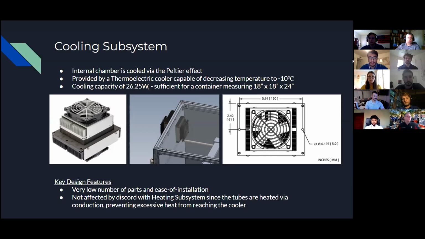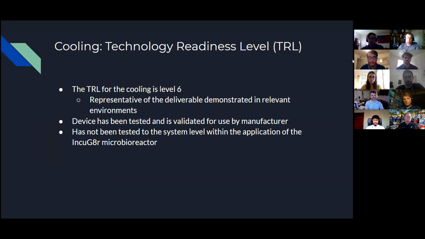So there should also not be any discord with the heating system, since the heating occurs directly to the tubes via conduction, and that pretty much keeps the thermoelectric cooler isolated and prevents it from heating up beyond its maximum operating temperature. Next slide. And similar to the heating system, the cooling also has a TRL level of 6, since it's also a proven concept that just hasn't been applied and tested within the constraints of this specific system. Next slide.